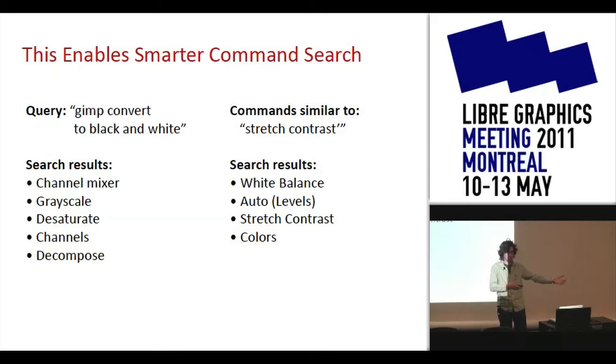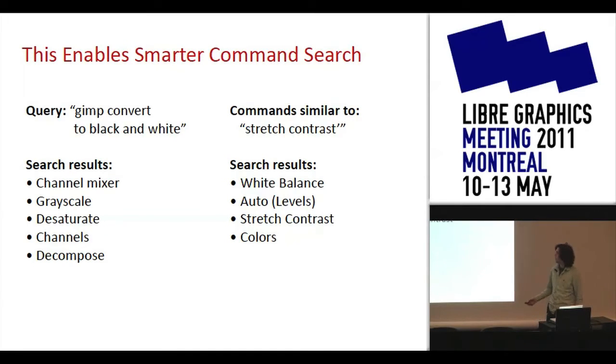If you were to integrate search into the interface and I want to say convert to black and white, it's going to come back with, based on just looking at the pages that Google returns, channel mixer, grayscale, desaturate. It's a search engine, so the rankings may not always be the best. Maybe desaturate should be above channel mixer, but we've got a pretty good result. Similarly, you can do command recommendations. If I ask what commands are used in a similar context to stretch contrast, you see that white balance, auto levels, and colors are also used in that context.